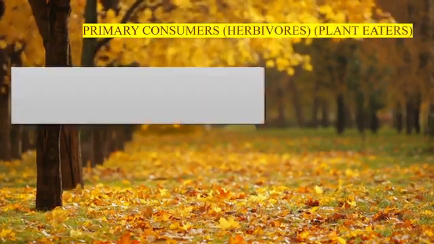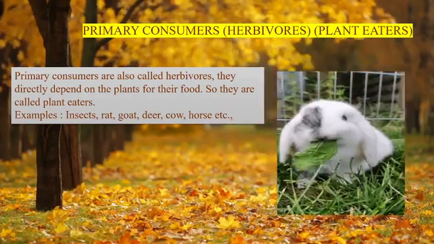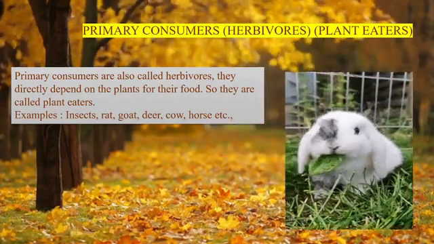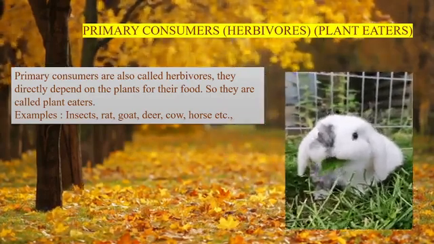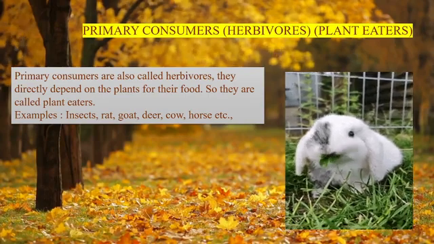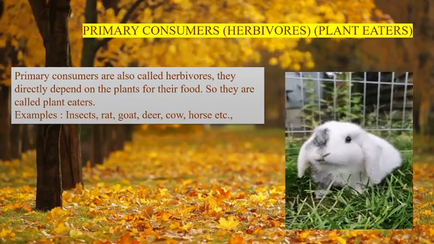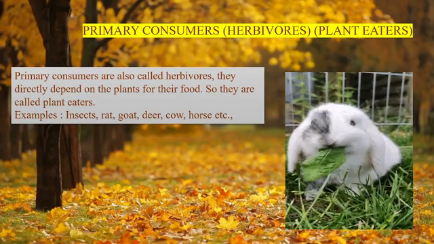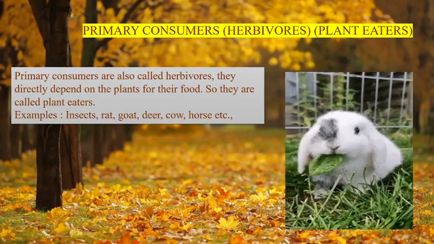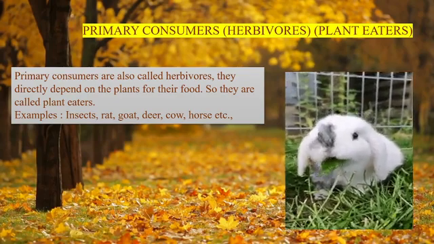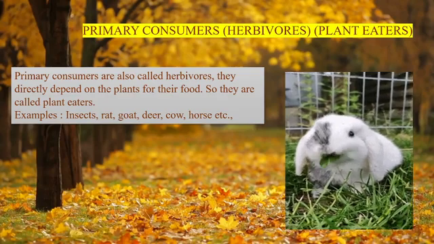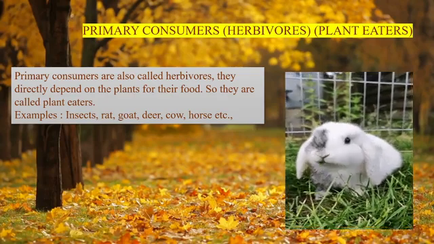The primary consumers. What is meant by primary consumers? Primary consumers are also called herbivores. They directly depend on the plants for their food. So they are called plant eaters. For example, insects, rat, goat, deer, cow, horse, etc.